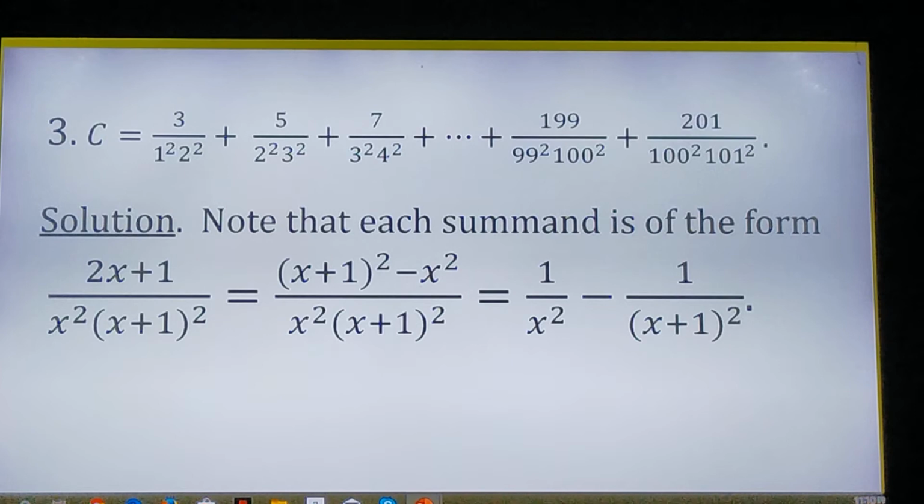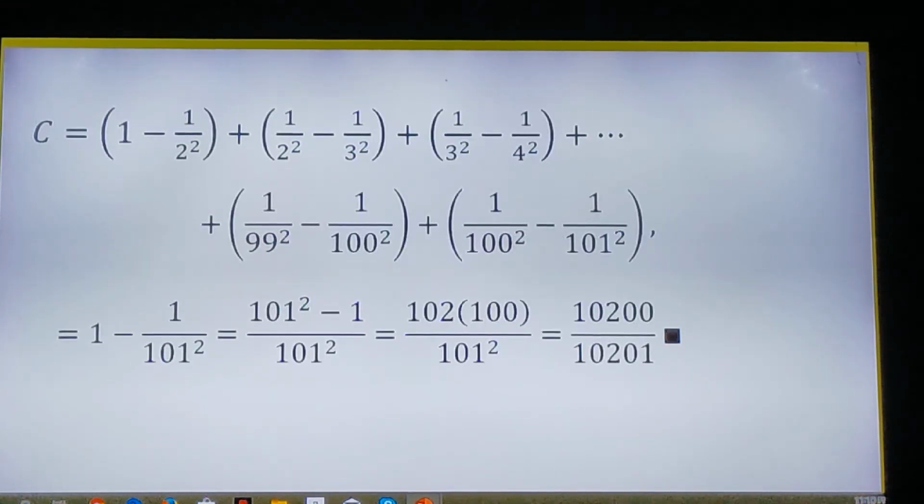And so c is equal to 1 minus 1 over 2 squared plus 1 over 2 squared minus 1 over 3 squared and so on. So again, just like in the preceding problem, the middle terms collapse to 0 and we are left with the first number, which is 1, and the last fraction, which is 1 over 101 squared. And we have the final answer, 10,200 over 10,201.